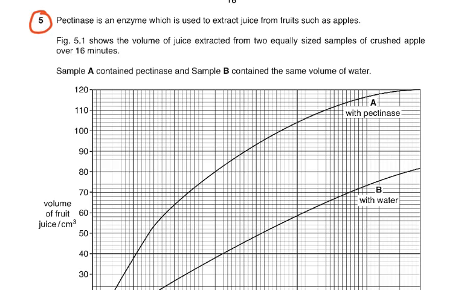Pectinase is an enzyme which is used to extract juice from fruits such as apples. Figure 5.1 shows the volume of juice extracted from two equally sized samples of crushed apple, not same mass, over 16 minutes. Sample A contained pectinase and sample B contained the same volume of water. So the pectinase was added as a liquid, so the same volume of water was added so as to compare whether pectinase did work or just the water worked as well.